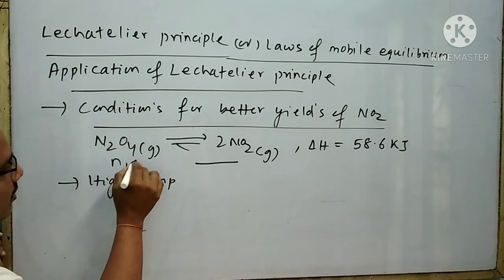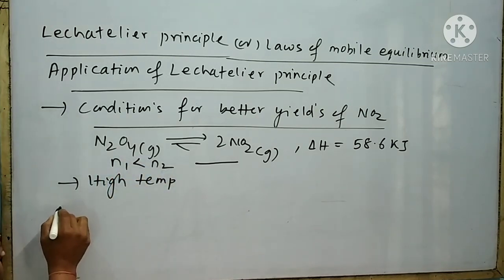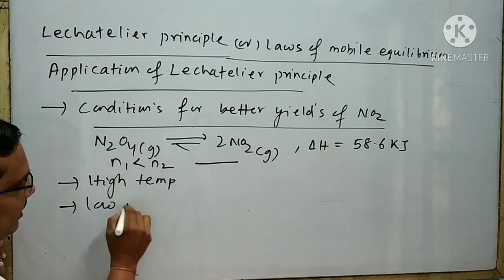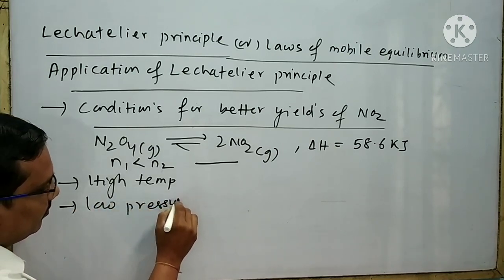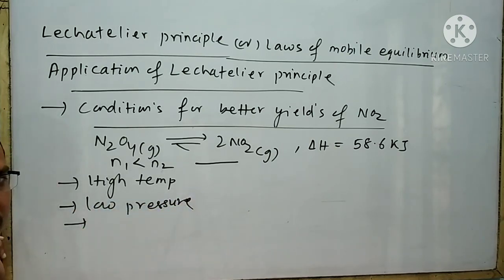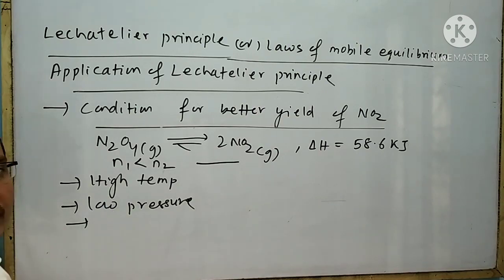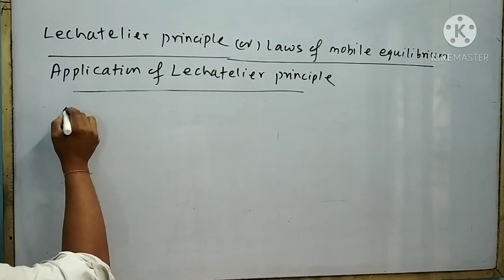Here N1 smaller than N2. For the formation of NO2, we generally need low pressure. Third condition is, by increasing the concentration of N2O4, we are able to form more NO2. These are the conditions for better yield of NO2.